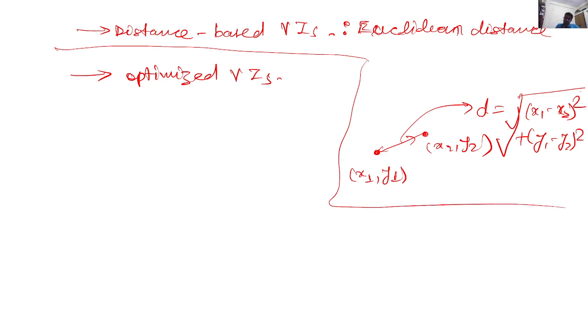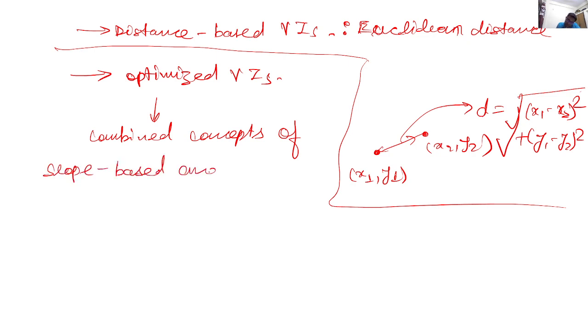Anyways, there is a third type of index which is known as optimized vegetation index. They combine concepts of both the first two types, slope based and distance based vegetation indices. So there are several types of them.